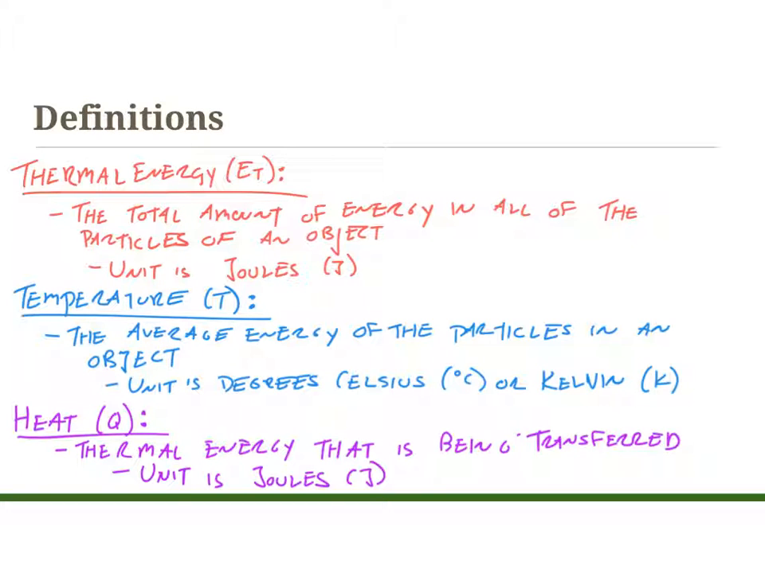So I know that thermal energy and temperature and heat all seem to be very similar, but thermal energy is the total amount of energy in each particle inside of an object. Temperature is the average energy of all of the particles inside of the object, and heat is the amount of thermal energy that is transferred at some point in the system.